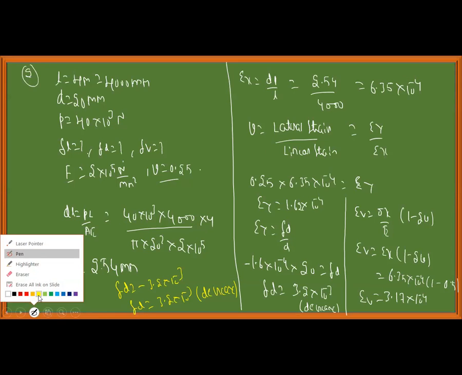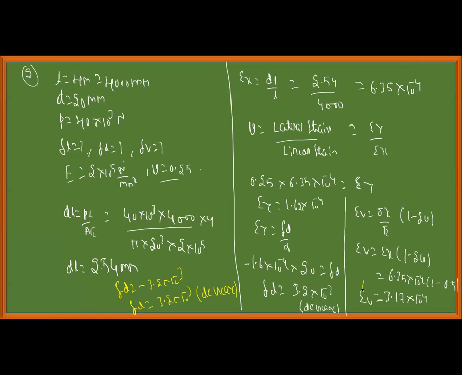I can write this as epsilon v, which is equal to delta v by v. Epsilon v is 3.17 into 10 power minus 4 into the volume, which is pi d square by 4 into L, pi into 20 square by 4, pi d square by 4 into length. Length is 4000 mm. Can you tell me what is delta v?